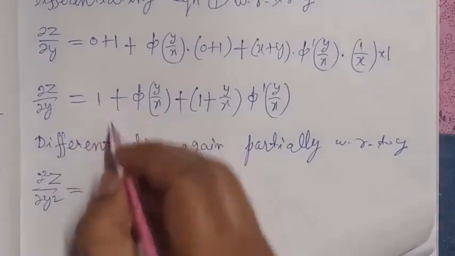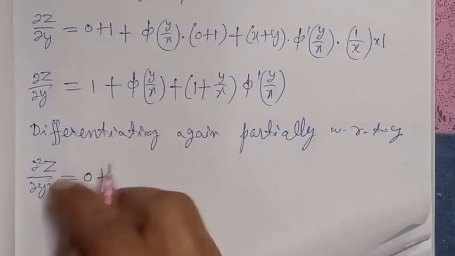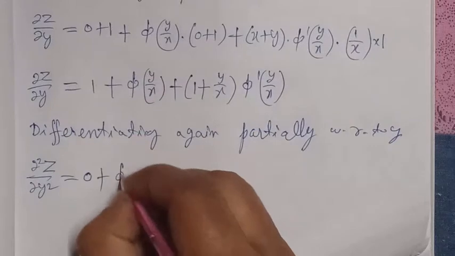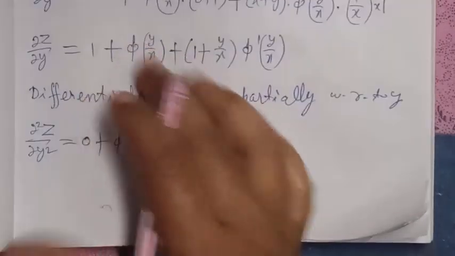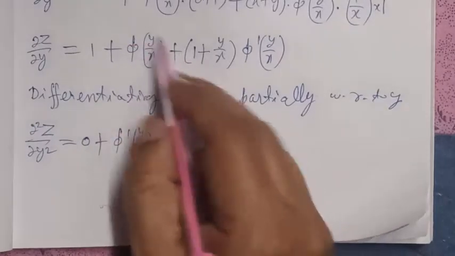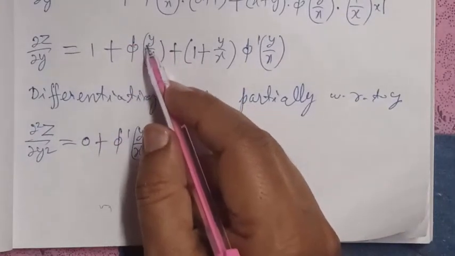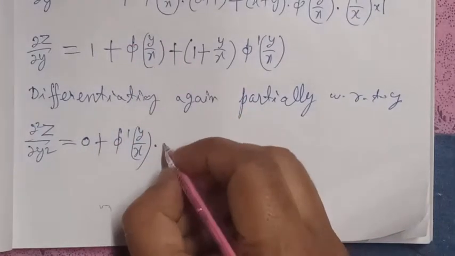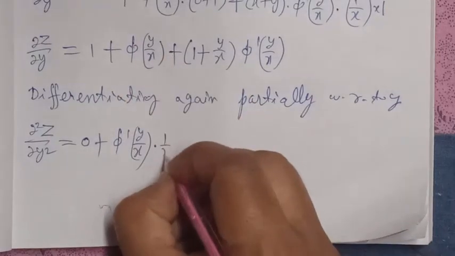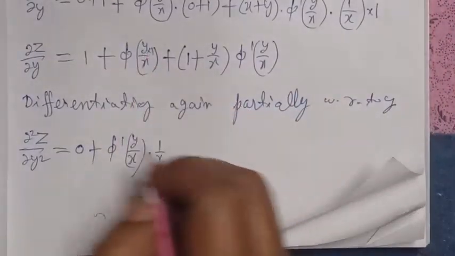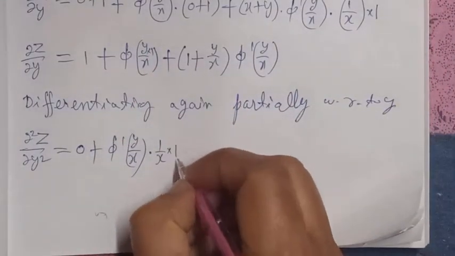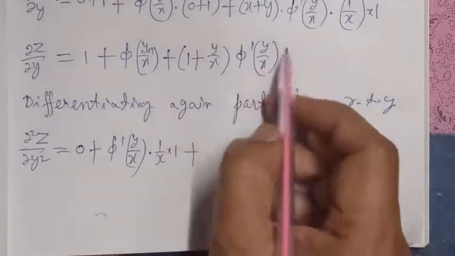On differentiation of a constant we get 0, and on differentiation of this we get phi dash y upon x, but it is not a function of y, it is a function of y upon x. So by chain rule we should differentiate it. For y, 1 upon x is a constant, and differentiation of y with respect to y is equal to 1. Now we go to the next term.